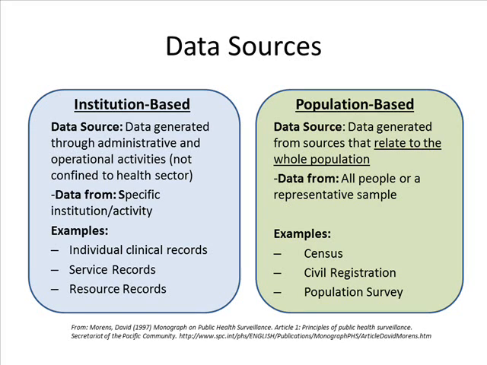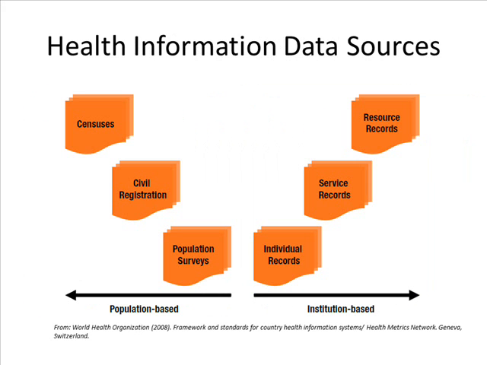Population-based data sources are data generated from sources that relate to the whole population. Data from all people or a representative sample. Examples: census, civil registration and population survey. Slide 5. You can look at population and institution-based health information data sources. Population-based are censuses, civil registration, and population surveys. Institution-based are individual, service, and resource records.